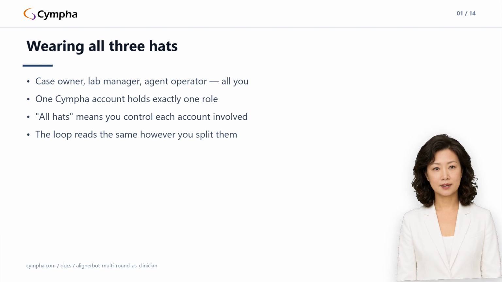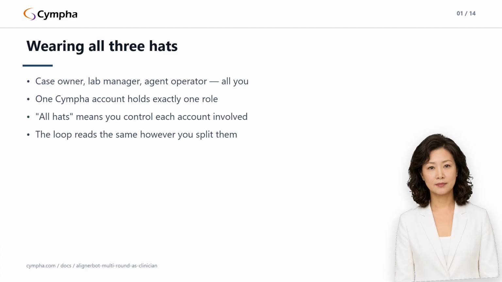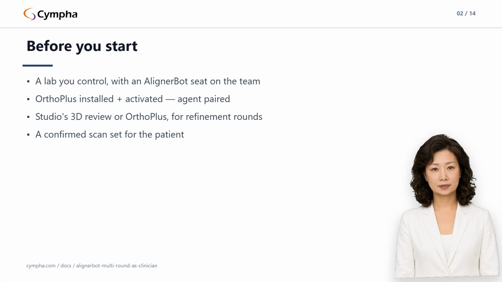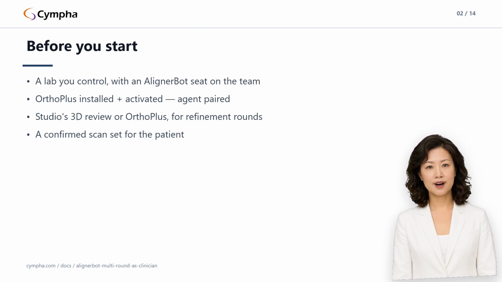The checklist before the first case. 1. A Cympha lab you control with an AlignerBot seat on the team. That seat is the account whose assignments wake the bot. 2. A Windows workstation with Guide Mia Ortho Plus installed and activated, and the Cympha Agent Manager installed and paired to the AlignerBot seat's Cympha email. The agent should show as paired right now before you start. If any of that is unfamiliar, stop here and work through the AlignerBot lab setup lecture and the pairing guide first. Today builds on both.